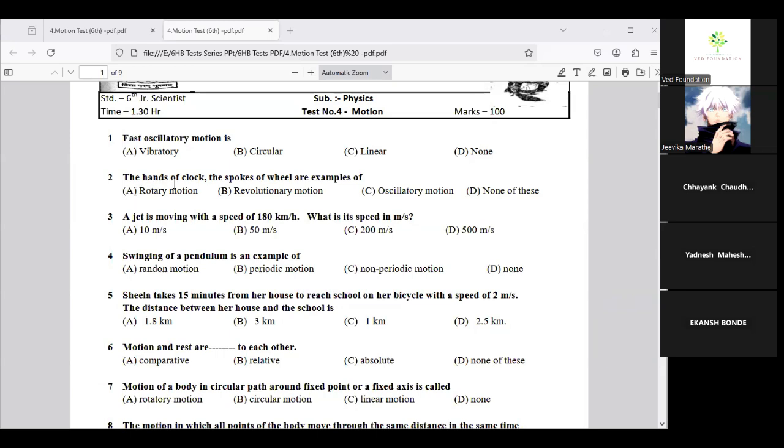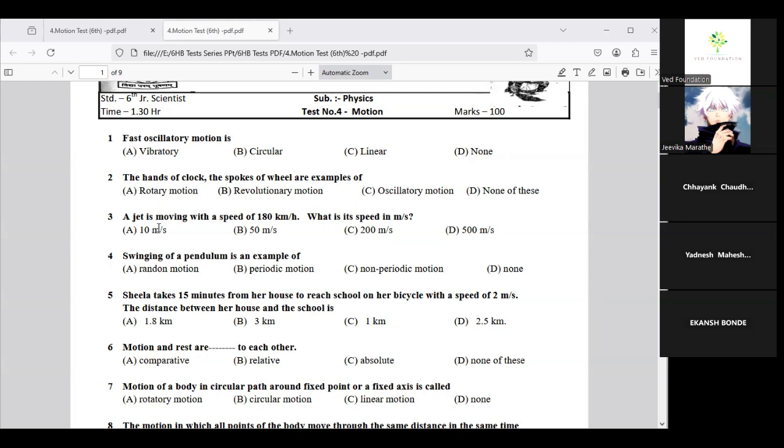Question 2. The hands of a clock, the spokes of a wheel are examples of A, rotatory motion, B, revolutionary motion, C, oscillatory motion, and D, none of these. And the correct answer is rotatory motion. The motion of the hands of a clock and the motion of the spokes of a wheel are examples of rotatory motion.